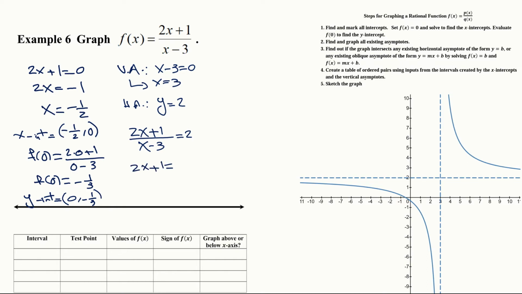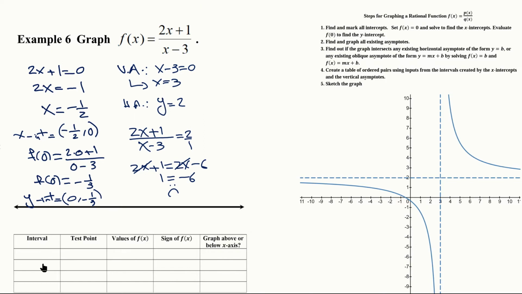So we get 2x plus 1. We're cross multiplying here, so we get equals, you can think of that as 2/1, so we get 2x minus 6. Notice the 2x's cancel out, so you get 1 equals negative 6, which is of course a contradiction. So what that simply means is that this graph does not cross the horizontal asymptote.